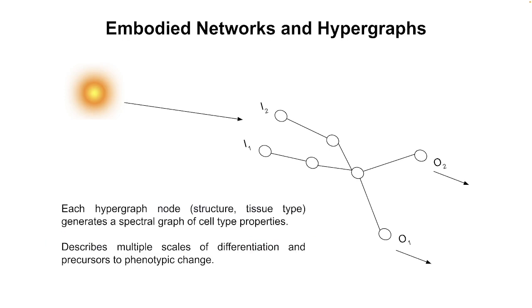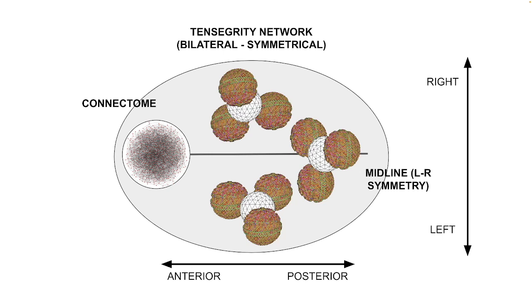Each hypergraph node is a structure or tissue type, and it generates a spectral graph of cell type properties. So at the end of the day, we can take each one of these nodes and get cell type properties out of them. This may describe multiple scales of differentiation and precursors to phenotypic change. But what it can also do is describe its relationship to this other network, this tensegrity network, and it can interact with that network. So this is an example of where we are. We have the connectome, we have this tensegrity network.